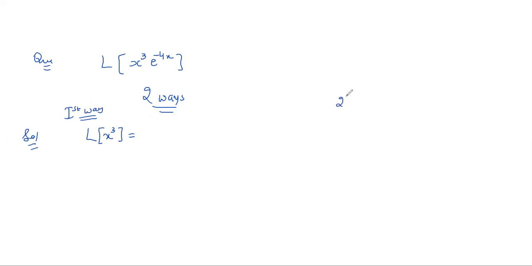I will be solving this question in two ways to give you the idea that there will be many examples which can be done alternatively by more than one method. So I'm giving you both of them for this particular example. This is my function. So I'm firstly finding L of x cube. We know the formula: L of x raised to power n is n factorial over p raised to power n plus 1. So this is 3 factorial over p raised to power 4.